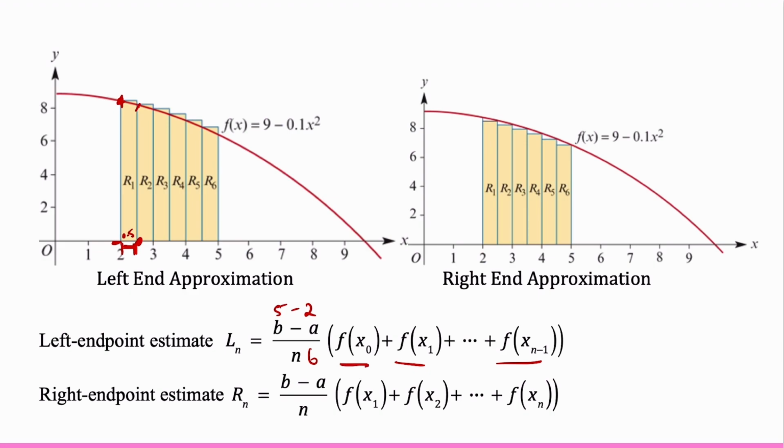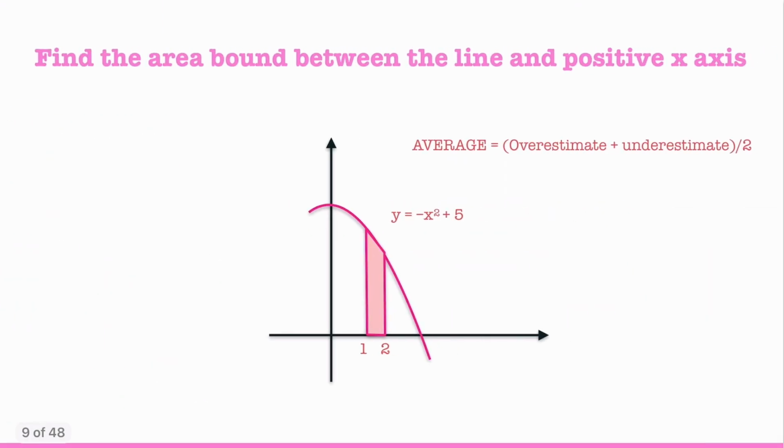So f of x0 plus f of x1 and so on. So that's the y value at the first x value, the y value at the second x value, and so on. You can use this formula, and you can also just find the area of each of these rectangles separately and then add them together. So whatever you find easiest works well.